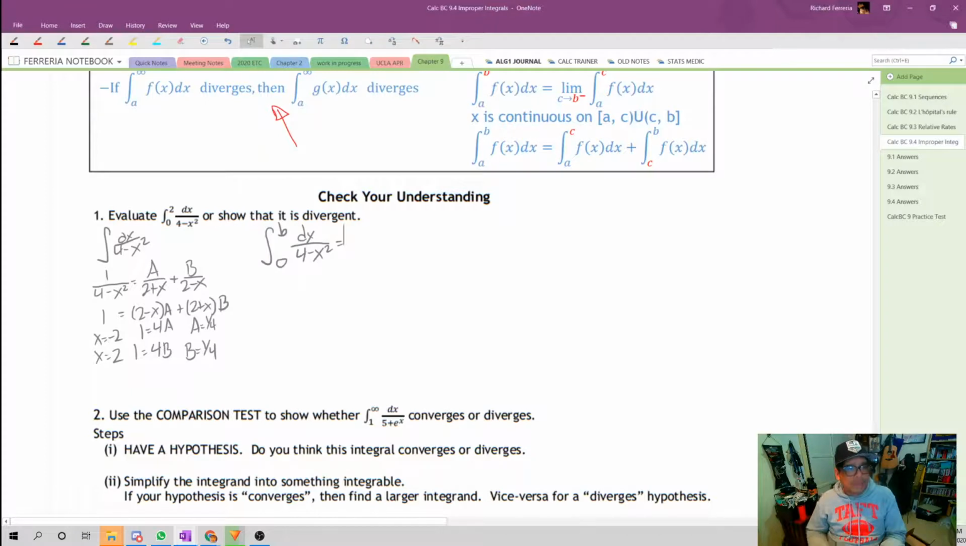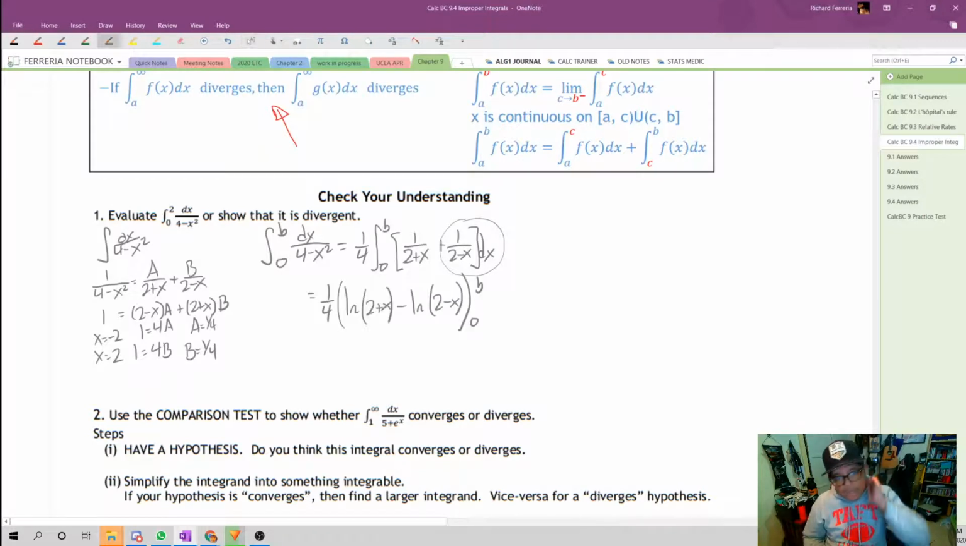We're going to evaluate the integral from 0 to b of dx over 4 minus x squared. That's the same as 1/4 the integral of 1 over 2 plus x plus 1 over 2 minus x. Be careful with the second one because the u substitution is going to make the antiderivative negative. This is 1/4 natural log of 2 plus x minus natural log of 2 minus x.